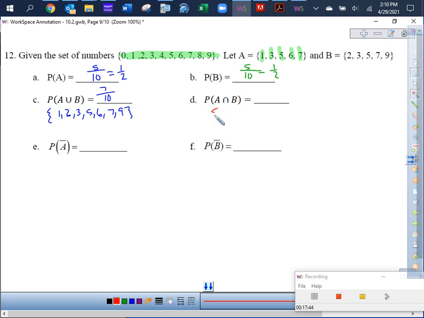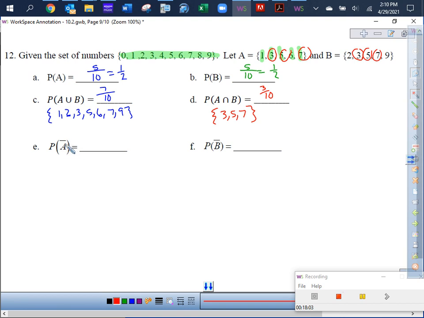Probability of finding somebody in the intersection. Well, let's find the intersection. We saw 3 was in there twice. 5 was in there twice. And 7 was in there twice. So it's 3, 5, 7. And then that is a 3 out of 10 chance.